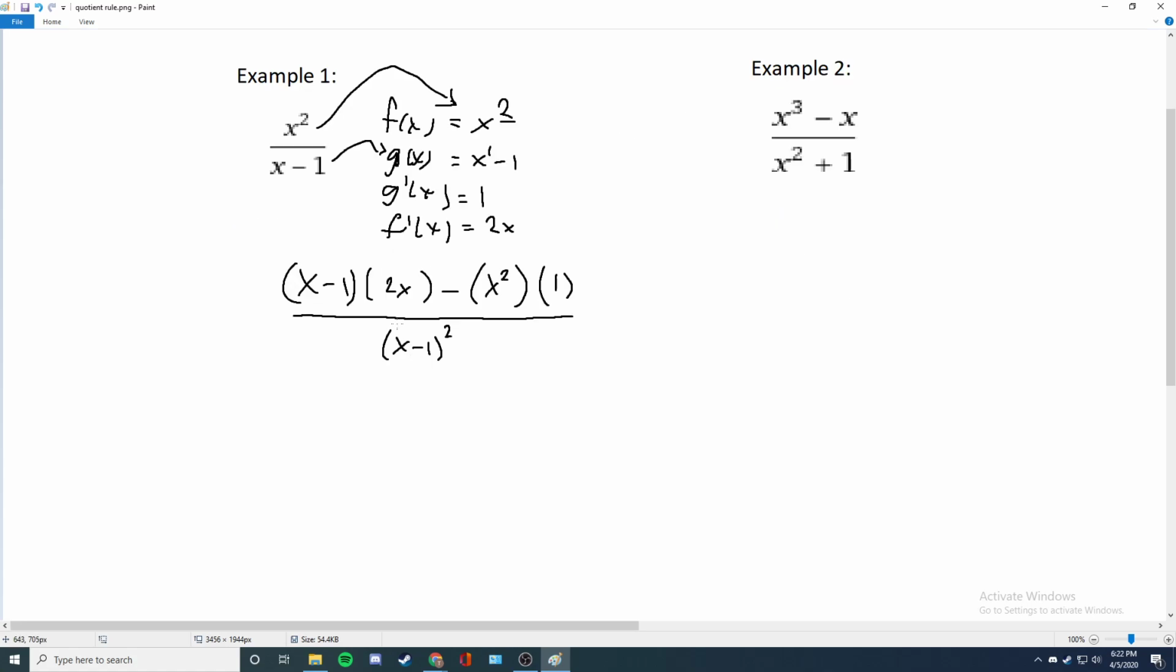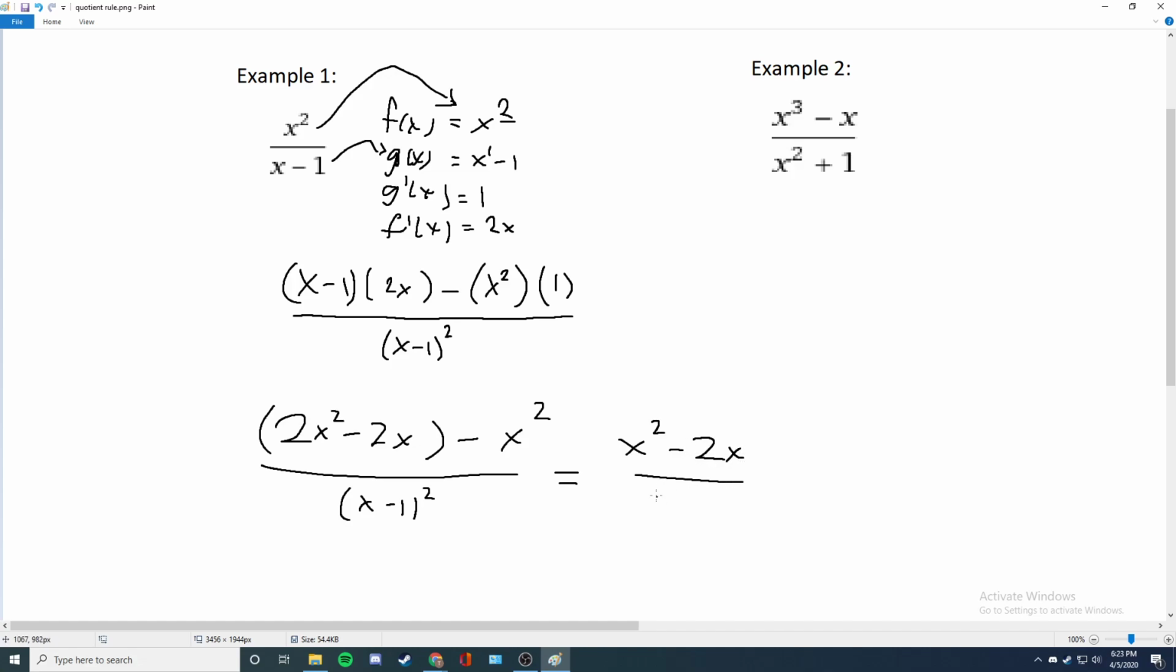Now, from here, we'll just have to simplify. We'll distribute here, and we get 2x squared minus 2x minus another x squared, all over, and I'm just going to leave that as x minus 1 squared, just for simplicity. Now we can combine like terms. This x squared and the 2x squared will combine, which leaves us with just 1x squared minus 2x over that x minus 1 quantity squared. So this is the derivative of example 1.